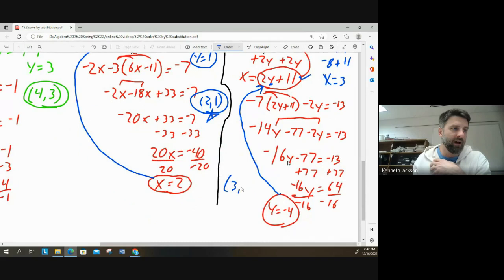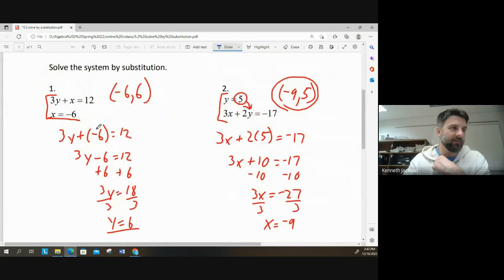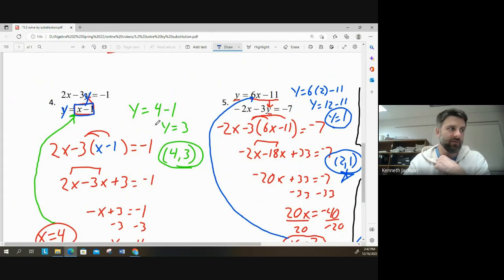So we are solving linear systems by using substitution. Substitution is real basic. Take the number, plug it in for the variable, or it gets a little bit more challenging where we plug in the expression for the variable. But it all comes back to trying to find the point where those two lines cross.